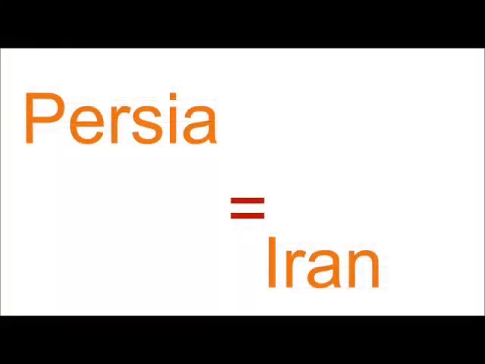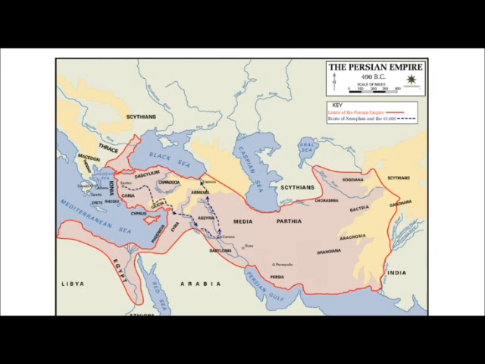Ancient Persia, from the classical age, the homeland of that is basically in modern-day Iran. So this is a map of Persia. As you can see, this red line that goes all the way around is the furthest extent of the Persian Empire.